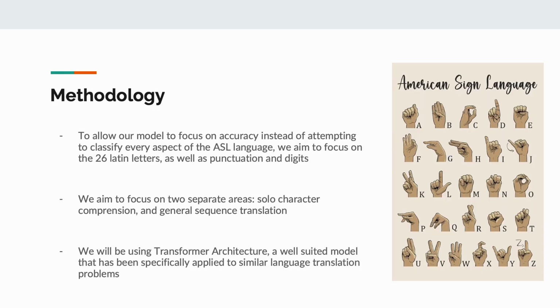To allow our model to focus on accuracy instead of attempting to classify every aspect of the ASL language, we aim to focus on the 26 Latin letters as well as punctuations and digits. We aim to focus on two separate areas: solo character comprehension and general sequence translation. We will be using transformer architecture, a well-suited model that has been specifically applied to similar language translation problems.